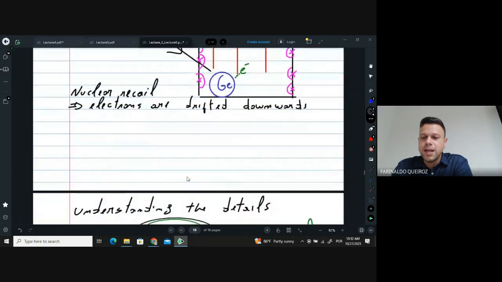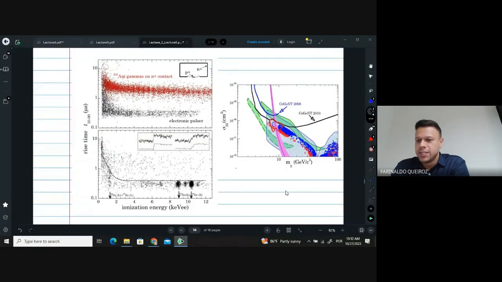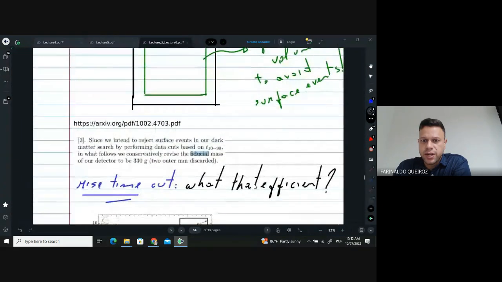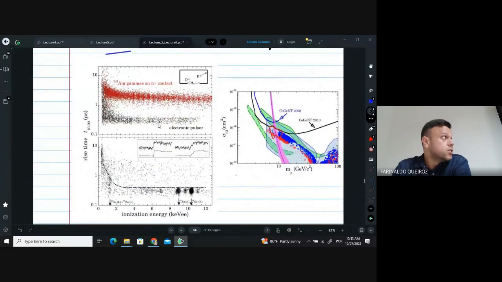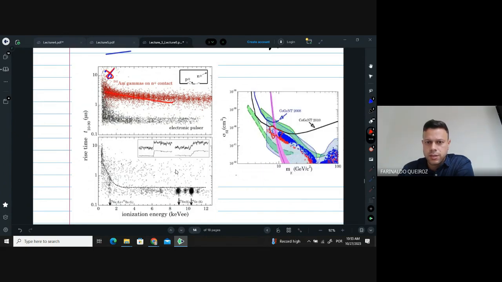Okay. And before that, I'm gonna show you what they saw. So here's the figure from the original paper. That's the reference right there. This one, 1002, so from February 2010. So this figure here, what you see is the following. Here they say, look, if there are some backgrounds from gamma, so if there's a gamma particle, a photon, comes in, we'll produce a signal in red. This one right here.